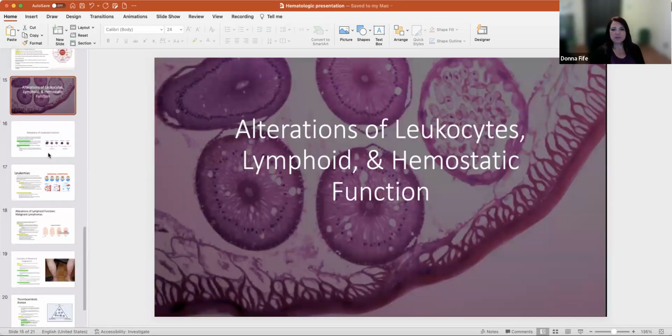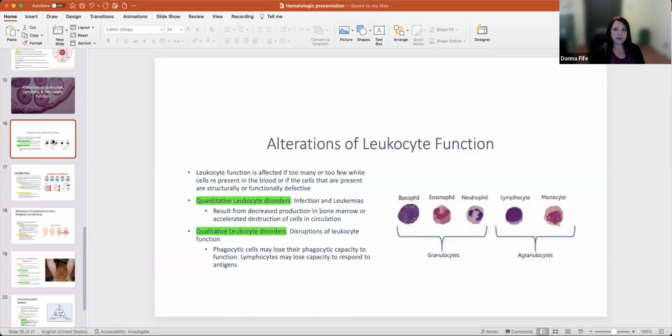Okay, alterations of leukocytes, lymphoid, and hemostatic function. Let's first look at alterations in leukocyte function. Leukocyte function is affected if too many or too few white cells are present in the blood, or if the cells that are present are structurally or functionally defective.